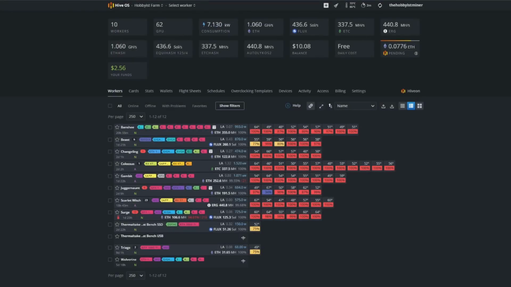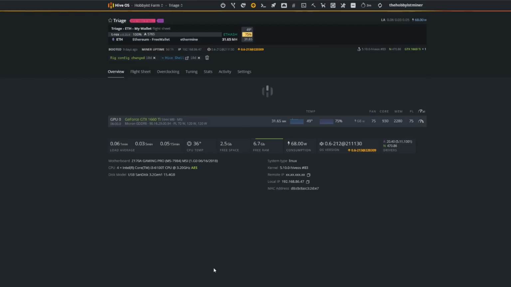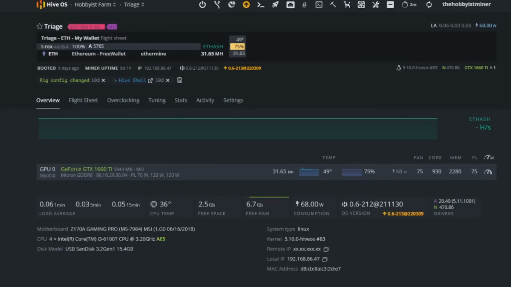Okay, so jumping into HIVEOS, let's go ahead and take a look at our rig. If you guys remember, we labeled this triage. As you can see, it was booted over 9 days ago and has an uptime of 9 days and 1 hour. So we're actually coming in shy of our 10 days pretty significantly. It's almost like we should relabel this video 9 days and 1 hour profitability on our $500 1660 Ti. But regardless, let's go ahead and dive into things.